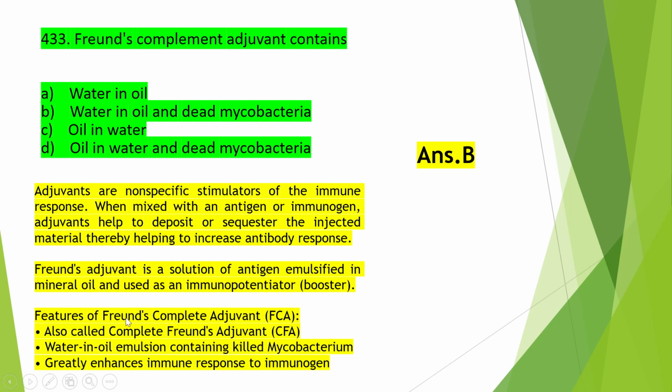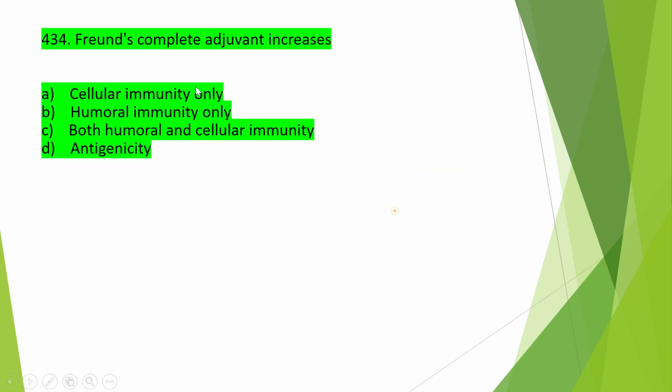Okay, so what are the features of Freund's complete adjuvant? It is also called complete Freund's adjuvant, a water in oil emulsion containing killed mycobacterium, which greatly enhances immune response to the immunogen. Okay, so it acts as a booster for antigen antibody complex formation. So next one is Freund's complete adjuvant increases cellular immunity only, humoral immunity only, both humoral and cellular immunity, or antigenicity. And the right answer is option C, both humoral and cellular immunity.